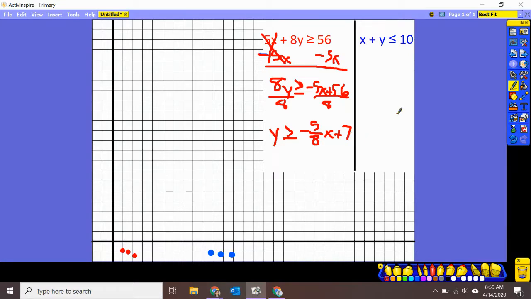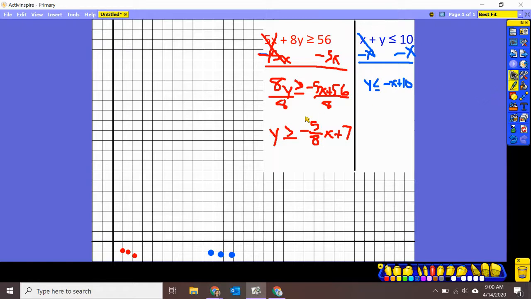All right. My second inequality is actually much simpler. It's just a one-step solve. I just have to solve for 1y here. So all I have to do on both sides is subtract that x. It's already 1y as is. I just have to move the x to the other side. Therefore, y is less than or equal to negative x plus 10. So slope and y-intercept are in good shape.